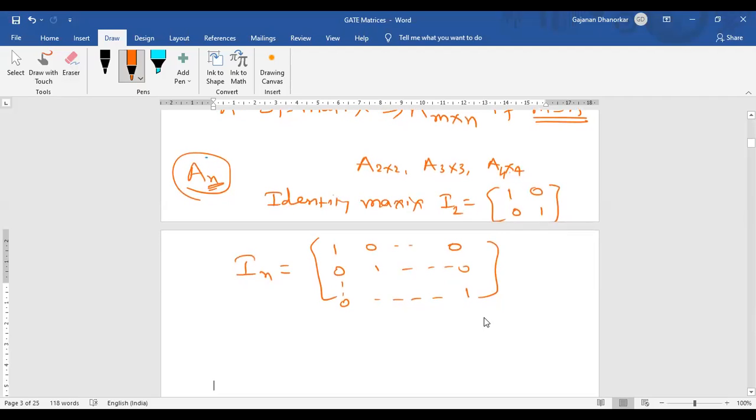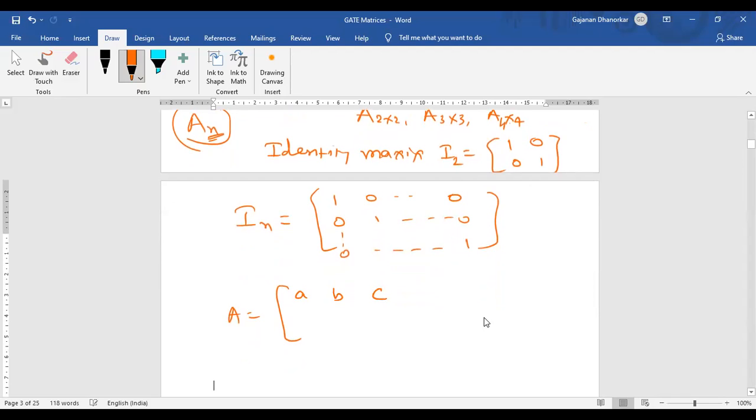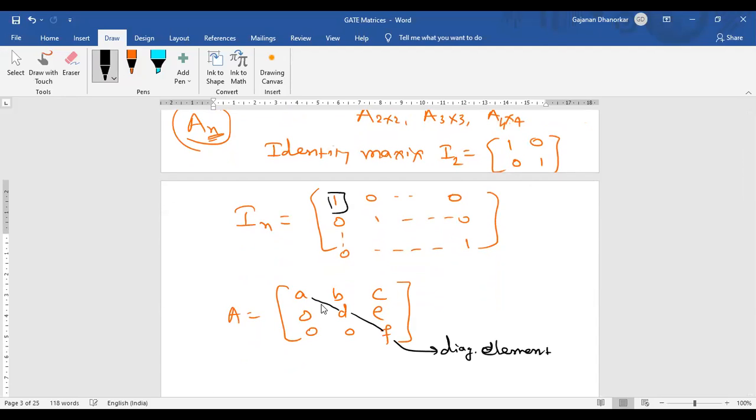Now after the identity matrix, I will take square matrix A. Suppose I have this matrix A of this type: A, B, C, 0, D, E, 0, 0, F. This is a square matrix, no doubt. These are the diagonal elements of this matrix. Since it is square, it is very clear to find their diagonal elements. Now these are the diagonal elements A, D, and F. Below these diagonal elements, all elements are zero. This is called upper triangular.